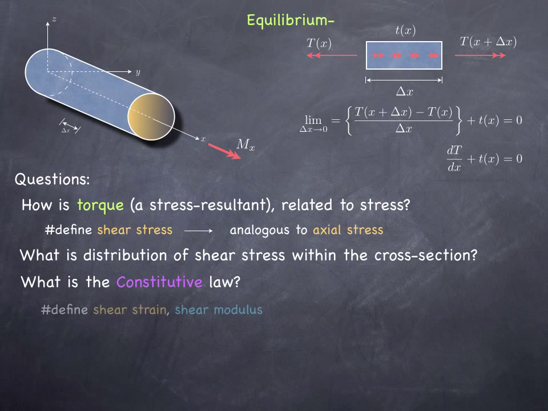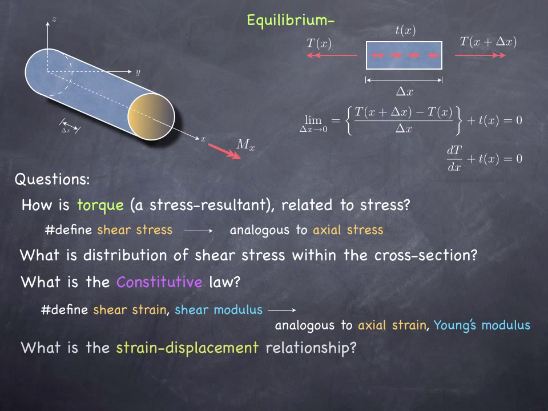We're going to define the shear strain and the shear modulus, and that's also analogous to axial strain and Young's modulus in the axial problem. And we need to relate the so-called strain measure to the displacement measure for this particular problem.